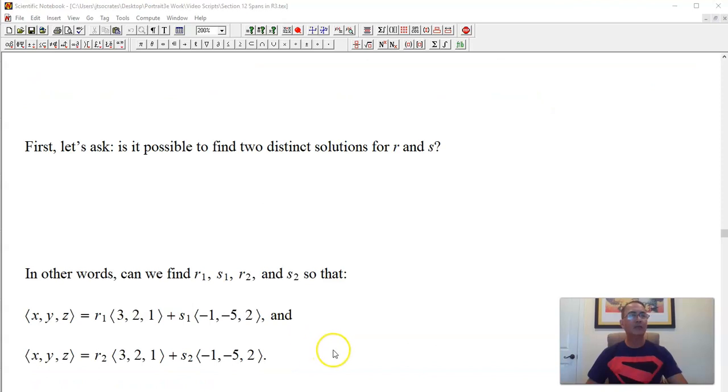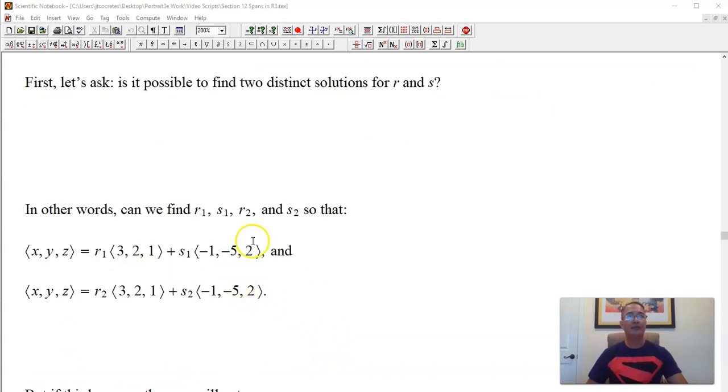In other words, can we find 2 pairs of numbers, r1, s1 and r2, s2, so that x, y, z is the linear combination r1 times (3, 2, 1) plus s1 times (-1, -5, 2), but also x, y, z is r2 times (3, 2, 1) plus s2 times (-1, -5, 2)? Are there 2 pairs of coefficients that can give us the exact same vector? Okay, so that's the key. We have 2 equations for the same vector.